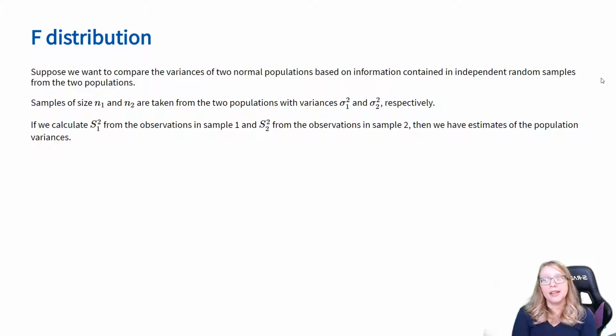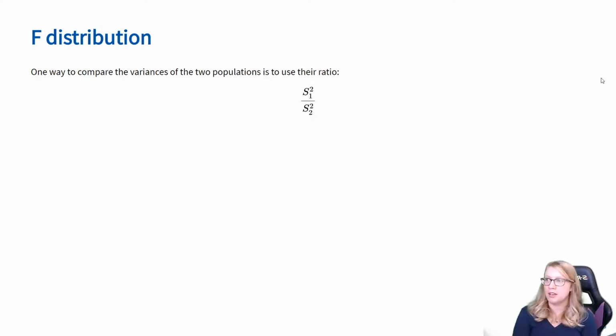If we calculate S squared 1, or sample variance from sample 1, and S squared 2 for the sample variance from sample 2, these can be estimates of the population variances. We can compare these estimates by taking their ratio, so the ratio of the sample variance in group 1 to the sample variance in group 2.